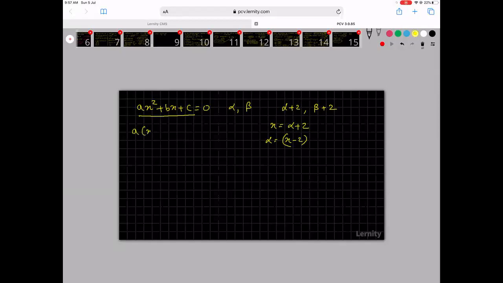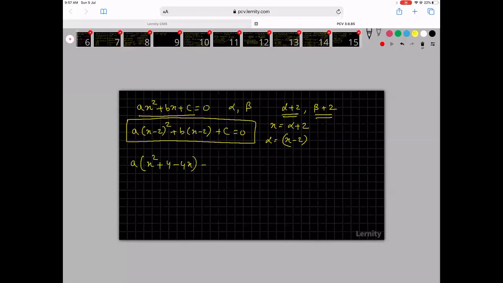So if I have a times x minus 2 the whole square plus b times x minus 2 plus c is equal to 0. If you expand this, you will get an equation whose roots are alpha plus 2 and beta plus 2. Yeah, so let us expand this. So it will become ax square plus 4a minus 4ax plus bx minus 2b plus c is equal to 0.